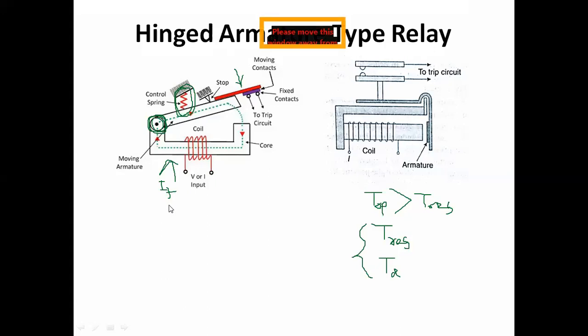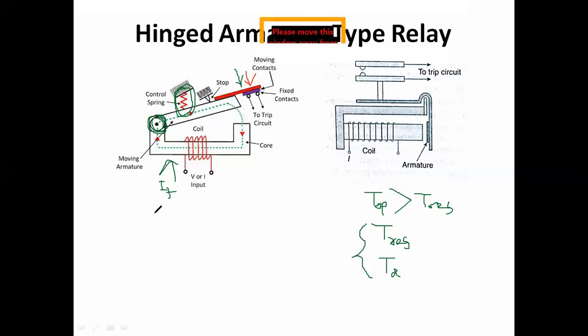But when fault current is very high, the magnetizing force produced is very high. At that moment, the operating torque becomes higher than the restraining torque or spring torque. So what will happen? The moving contact gets attracted towards the fixed contact, and the relay will operate. Now, why is it called hinged armature type? Because it has a hinged-like structure, as you can see here.